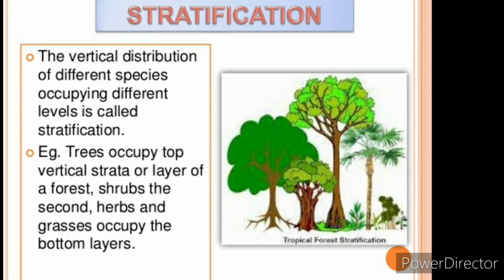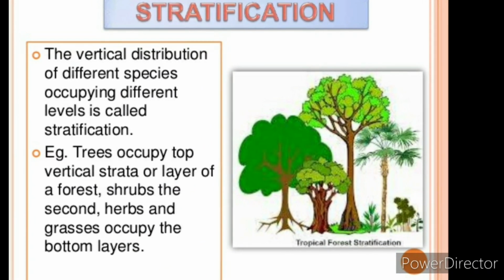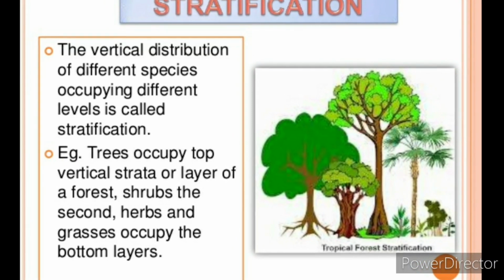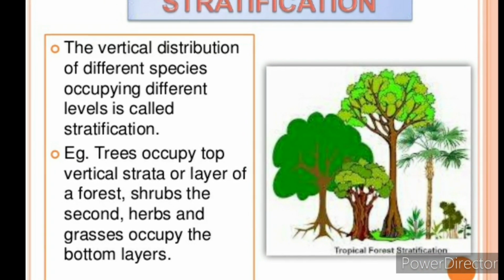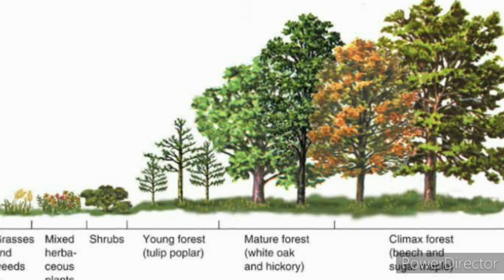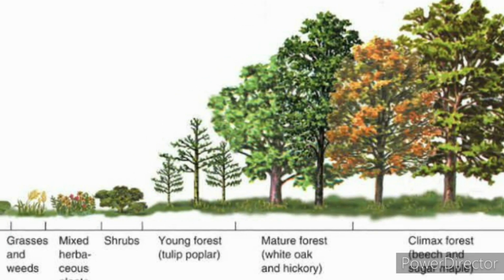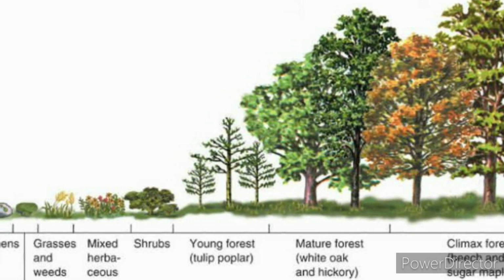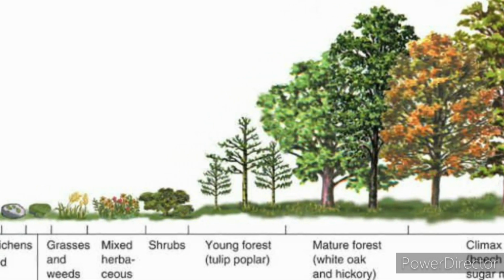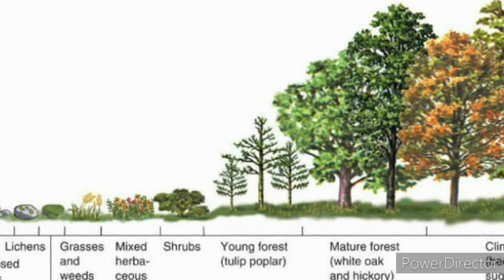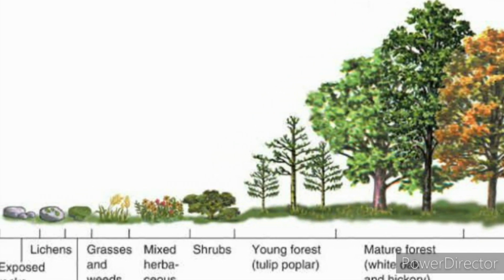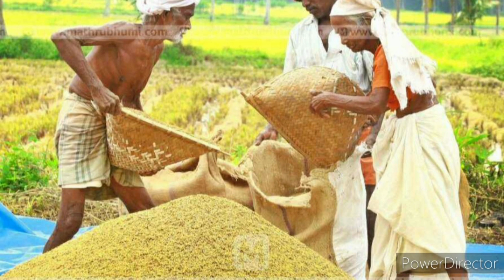And the last topic of today's class is stratification. Stratification is the vertical distribution of different species that occupies different levels. For example, in this image you can see the trees occupy the top vertical strata, and the shrubs occupy the second layer, and the herbs occupy the third layer, and the grasses occupy the bottom layers. And it is expressed in terms of weight or energy.